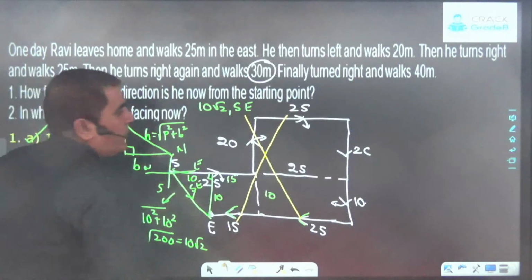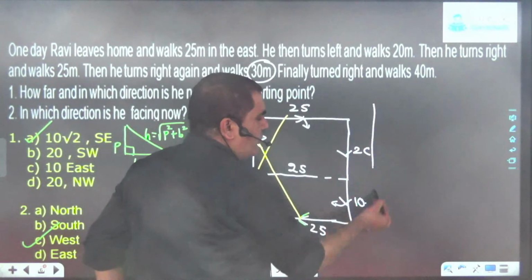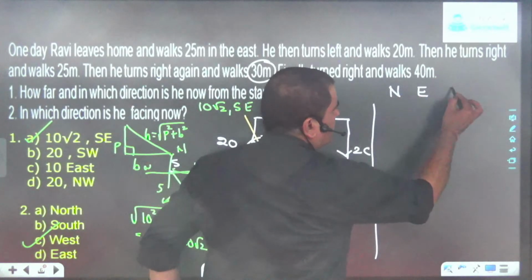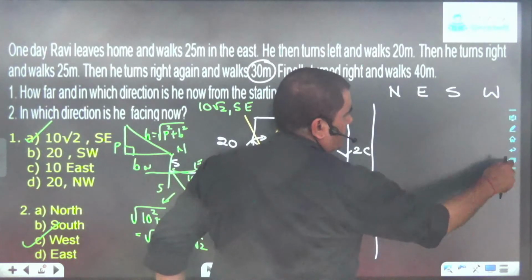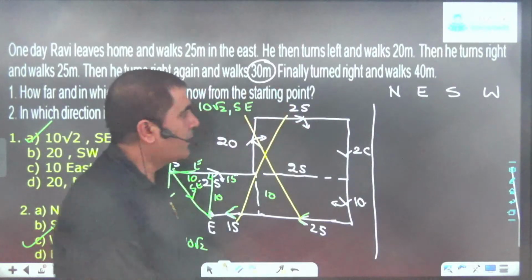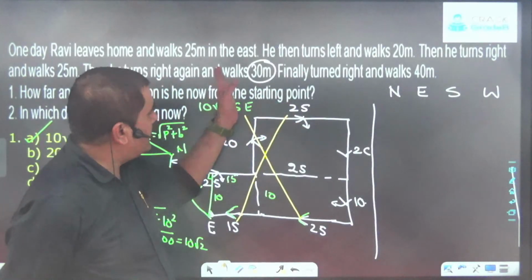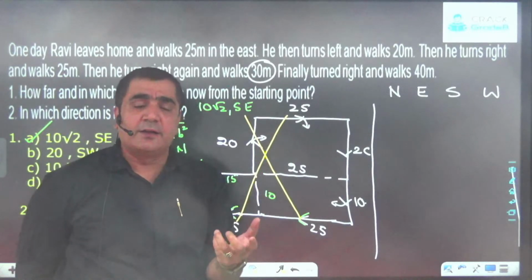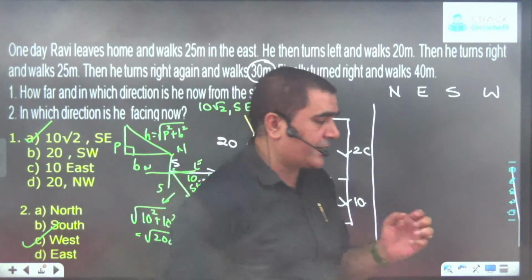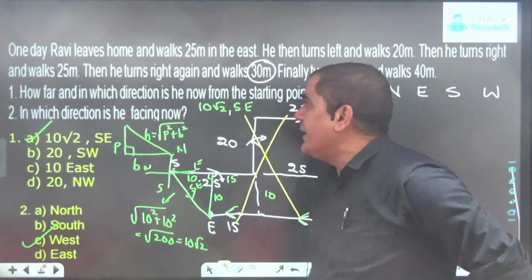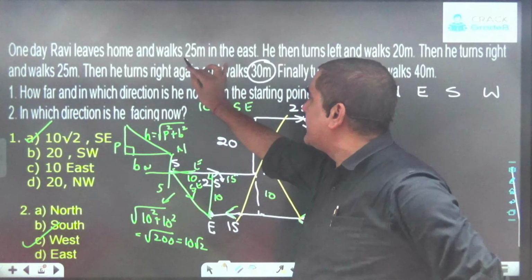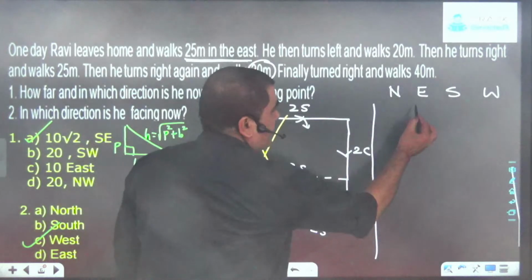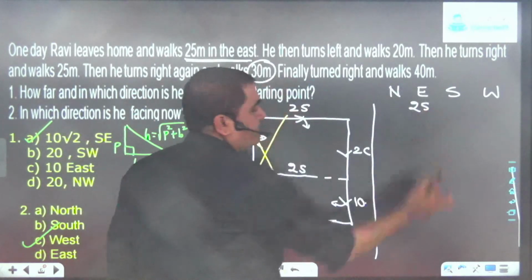Chalo. Whenever any problem based on movement is going to come, simply you have to write NE as W. Now after this, simply start reading this problem and try to find out in which direction the person has started moving. So here what they are saying, one day Ravi leaves home and walks 25 meters in the east. Means initially the person starts moving towards east and the person has gone for 25 meters.